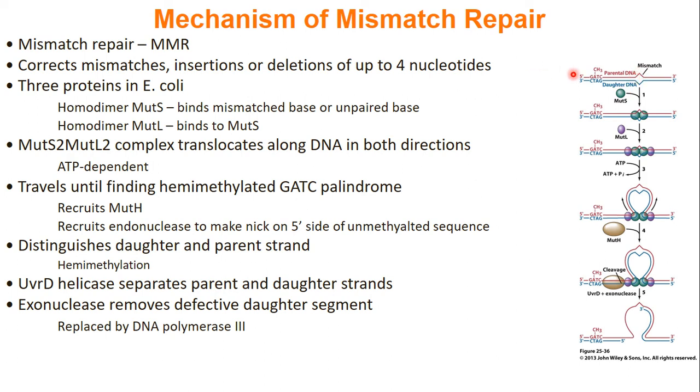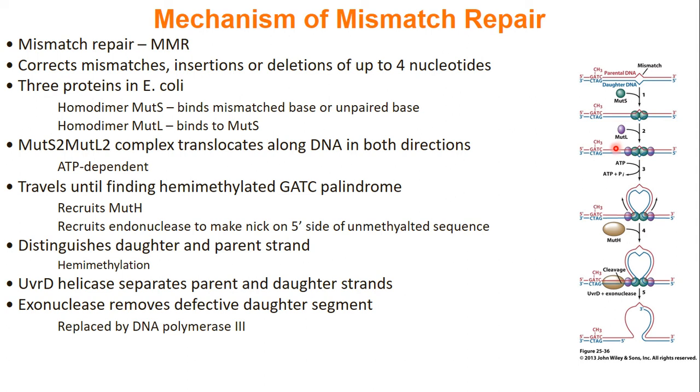So we're going to see how this works in E. coli because it's a lot simpler than eukaryotes. So in E. coli, there's 3 different proteins. The first one is mut-S. So mut-S will come and bind to the mismatch bases, and there will be 2 copies of mut-S that bind. Once mut-S is bound to the DNA, mut-L will come and bind to them. So now you have a mut-S2, mut-L2 complex.